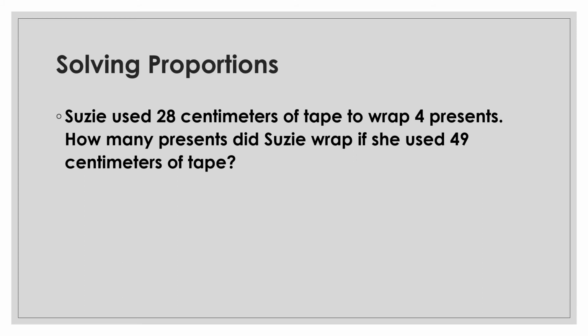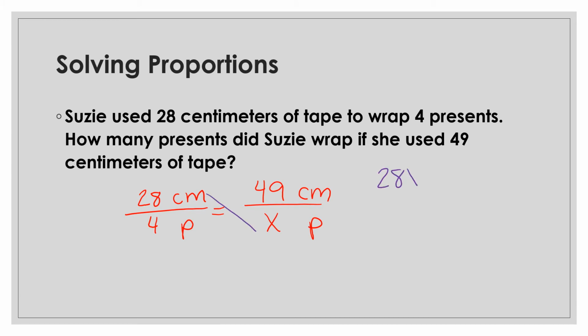So Susie used 28 centimeters of tape to wrap 4 presents. And we need to know if she uses 49 centimeters of tape, how many presents could she wrap? So to solve our proportion, we're going to cross multiply. 28 times X is 28X. You may use your calculator for these calculations. So 4 multiplied by 49 is 196.